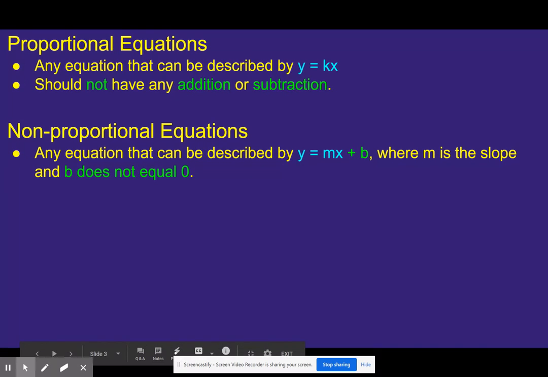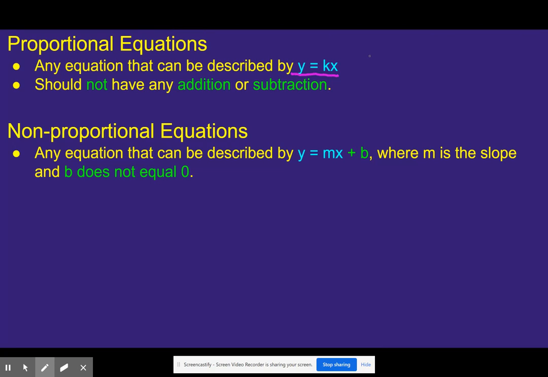Proportional equations. Those are situations in which any equation can be described in this format where you have y equals kx. Now, k is any number, and it's defining the relationship between the x and the y. The thing that makes it proportional is that you're not adding or subtracting any constants. You're going to see some examples in just a moment.